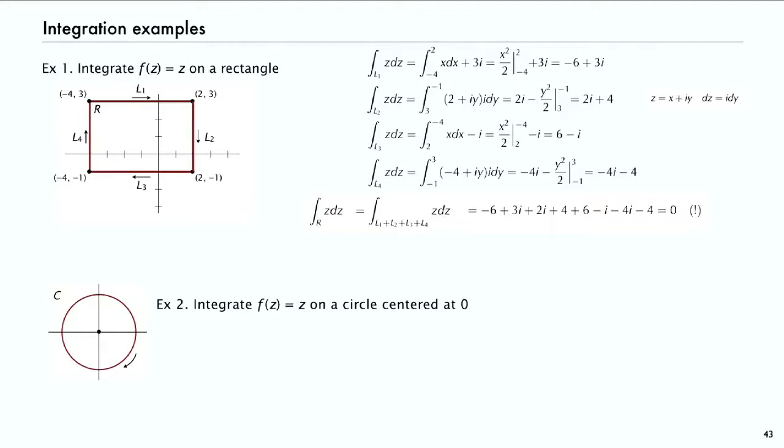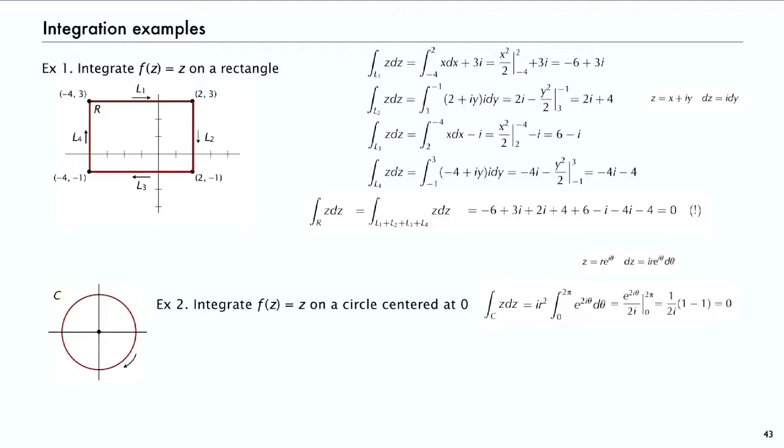Here's another example. We're going to integrate f of z equals z on a circle centered at 0. So now we're going to hold the radius fixed, and we're going to change theta. So we write our complex numbers in polar coordinates, z equals r e to the i theta. Then dz equals i r e to the i theta d theta. We plug that in, then we have z dz, so we have i r squared e to the 2i theta d theta.